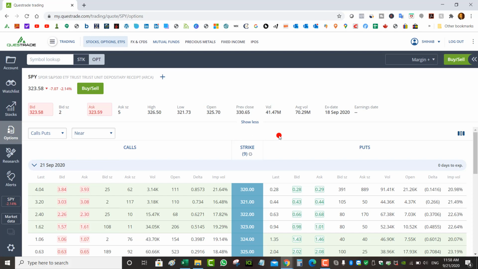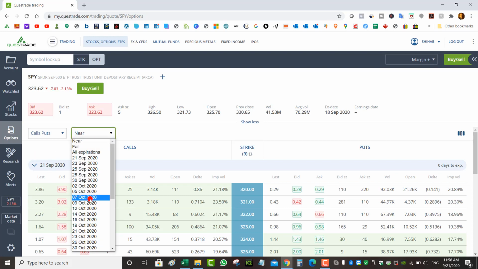So for example, let's say I own 100 shares of SPY at 323, and I want to protect it at 320. I don't want to lose more than $3, the current market price being 323 and my protection at 320. If I don't want to lose more than that, I'll pay 29 cents, but I'm only protected until September 21st, which is today.